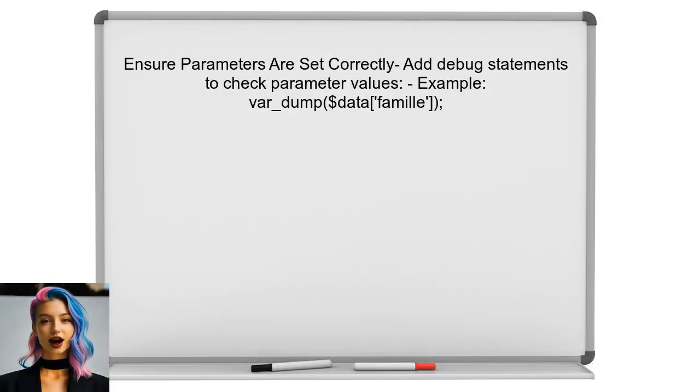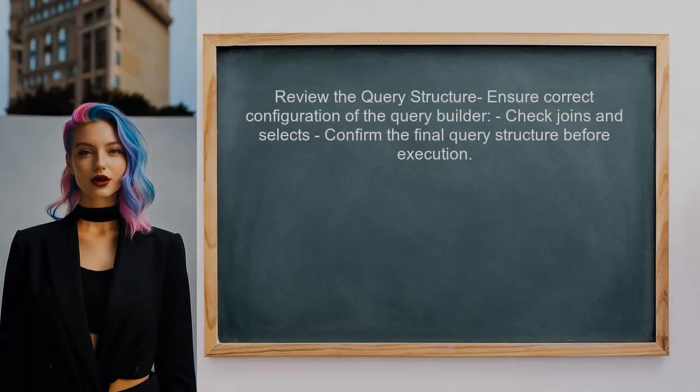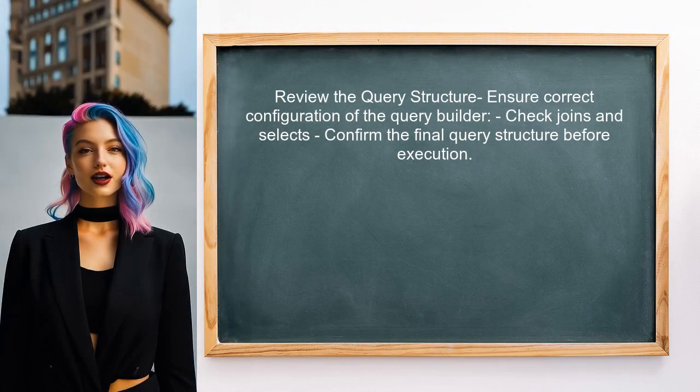Next, the user should ensure that the parameters are being set correctly. If a condition is not met, it may lead to the query not recognizing any parameters. The user can add debug statements to check the values of the parameters before executing the query. Finally, the user should review the overall structure of the query. It's important to ensure that the query builder is correctly configured and that all joins and selects are properly defined before executing the query.